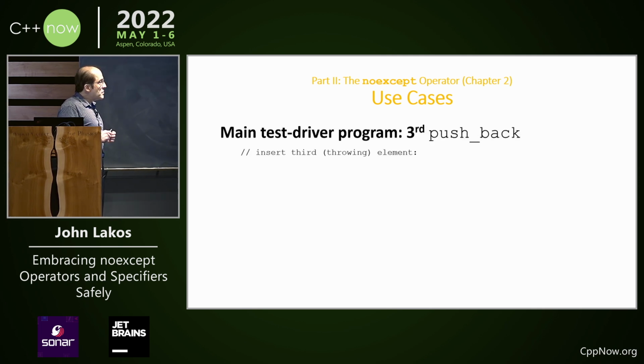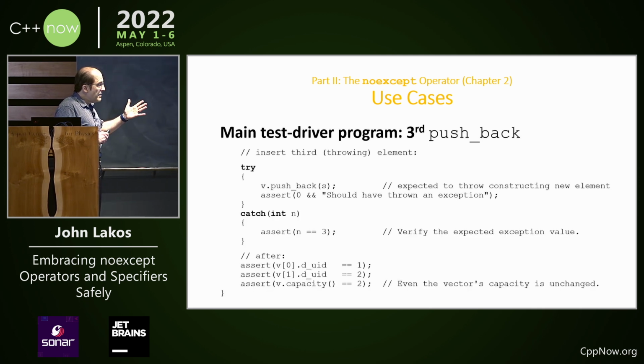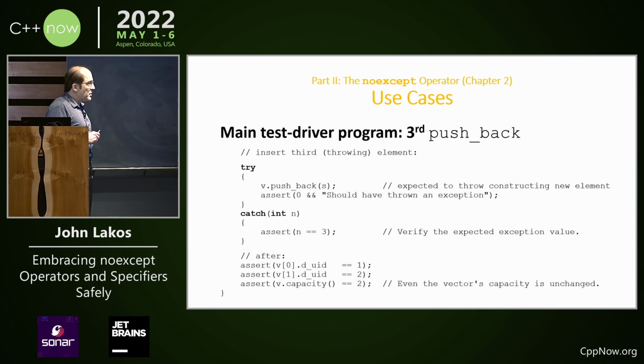Then we get to the third one, and we insert the throwing element. Here we go with the try. Here's the catch. And this is what we expect afterwards. This code should just work. The thing will throw, we'll catch it, we'll go down to the bottom, and the program will execute correctly. It's what we intended. This is how we test things.